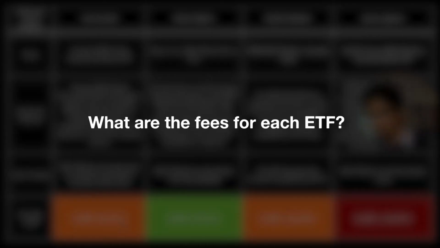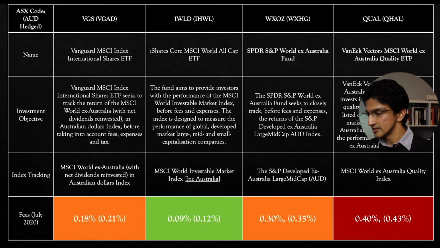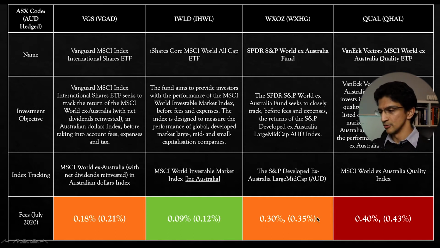Now, the other thing to look at is fees. You can see a little bit of color coding here. You've got IWLD, which is quite low at 0.09. Then you've got the other two, Vanguard and SPDR's ones at 0.18 and 0.3. And then you've got the quality one from VanEck, which is quite high at 0.4. It's almost double Vanguard's Australian one.